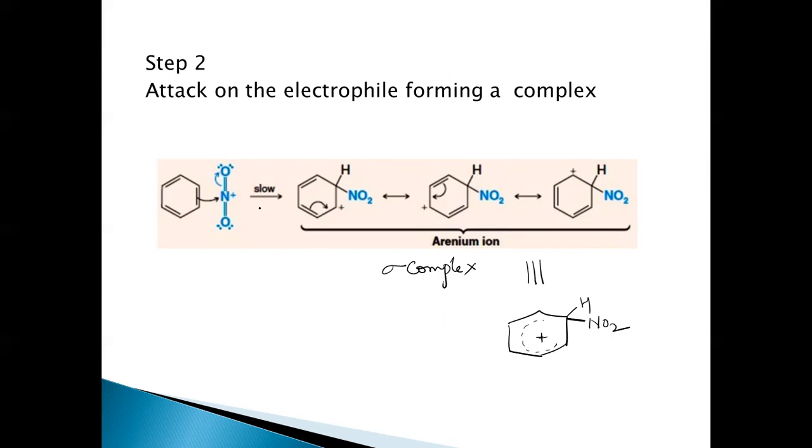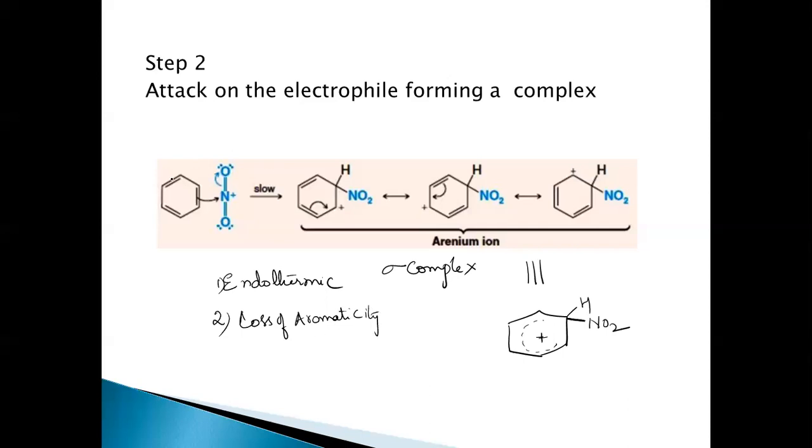And we know that this first step is a slow step of the reaction, and it is an endothermic reaction because energy is taken in for the formation of the sigma complex. And in the second step, it is losing its aromaticity, the loss of aromatic character. If you can see here, aromatic character is being lost.